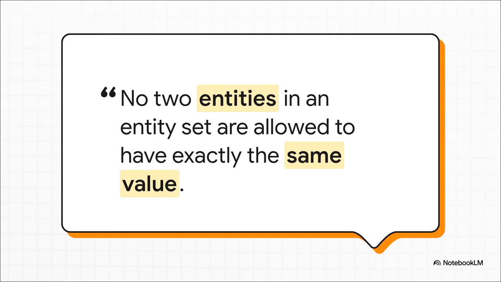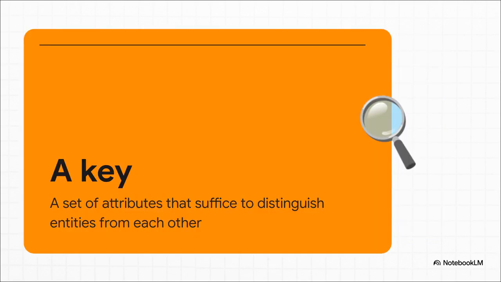No two entities in an entity set are allowed to have exactly the same value for all attributes. Basically, by definition, individual entities absolutely must be distinct. Because if your database can't tell the difference between two rows, the integrity of your entire system just collapses. So the real question is, how do we enforce that rule? We do it by using a key.